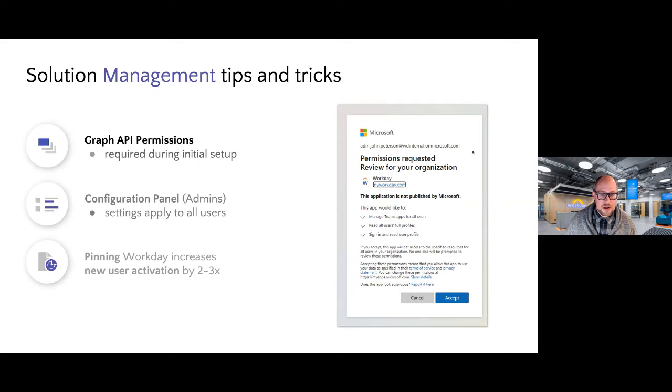Okay, let's talk a little bit about managing the solution. First, I wanted to highlight the Graph API permissions that the app currently requires. So you can see these here on the right. Managing Teams apps, reading all users' profiles, and signing in and reading user profiles are the Graph API permissions that you will have to grant during the initial installation of the app. This is a one-time flow, and it needs to be done before the app will start working. So there's a check built into the app to make sure that all those permissions are in place before administrators or end users can start interacting with it.